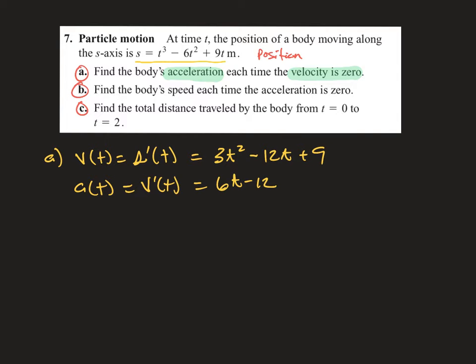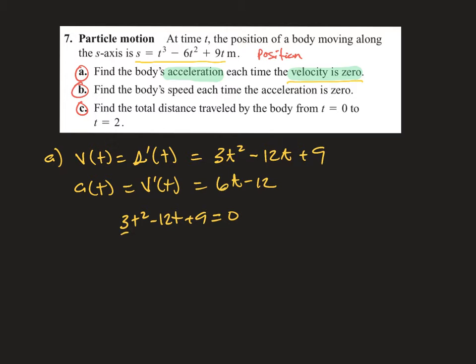So I need to find the body's acceleration each time the velocity is 0. So to find out when the velocity is 0, I set 3t squared minus 12t plus 9 equal to 0. And this is a quadratic equation, so we have really three methods that we typically use to solve a quadratic. One is factoring, one is graphing, looking to see where it crosses the x-axis, and the other is the quadratic formula. So choose your favorite method. I'm just going to factor this one because it's pretty straightforward.